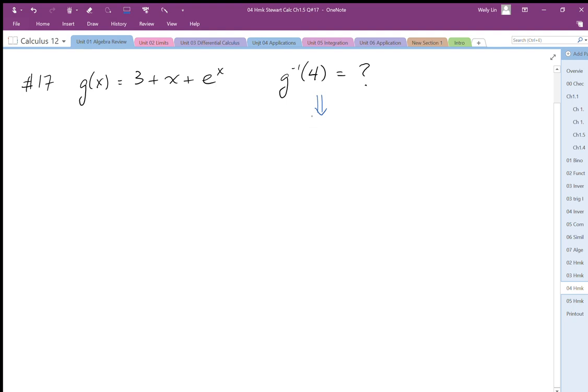So we end up with our input being y for this function on the left, and our input is our x. So what we're really saying is that g of x is some output of 4, and we're trying to find this value here. We're trying to find the x. So the equation now looks like this.